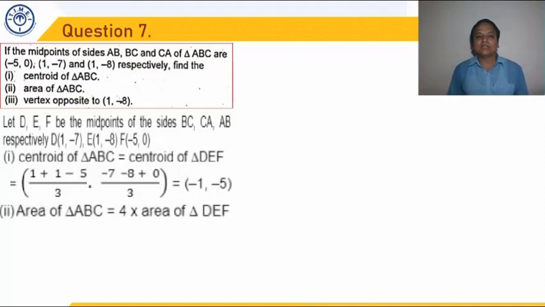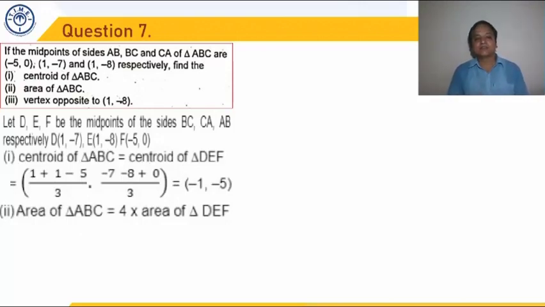Second, area of triangle ABC. Now we are given the midpoints of the sides of the triangle ABC. If we find the area of the triangle formed by joining the midpoints of the sides of a triangle, then its area is 1/4 of the original triangle. Or we can say the area of the large triangle is 4 times the area of the triangle formed by joining the midpoints of the 3 sides of the triangle.